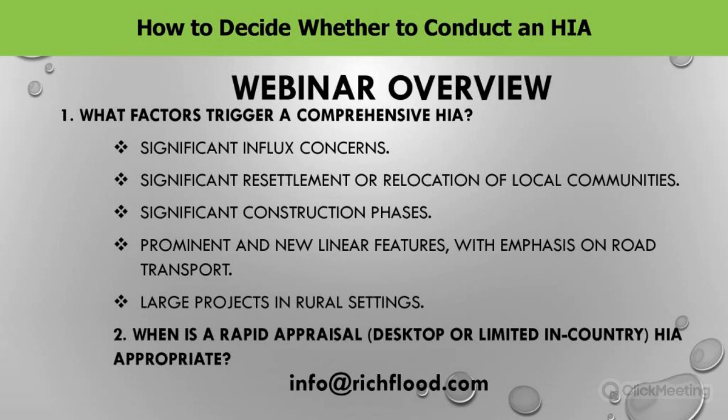Okay, so prominent and new linear features with emphasis on road transportation is also a factor that could trigger a comprehensive HIA. Large projects in rural settings is also a factor that can trigger a comprehensive HIA. So we take each point one after the other. These are a few factors, but factors should be considered.